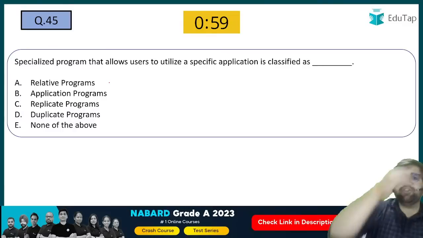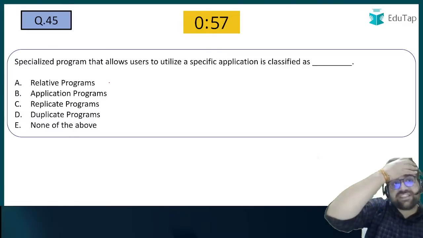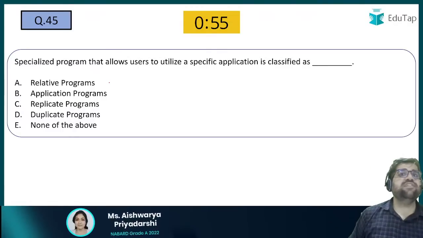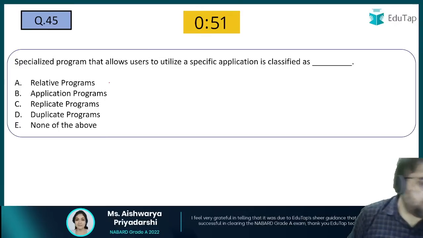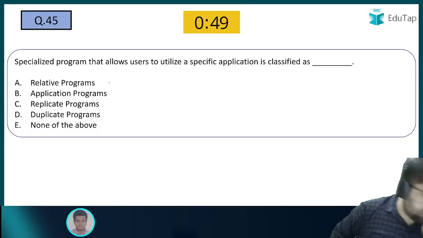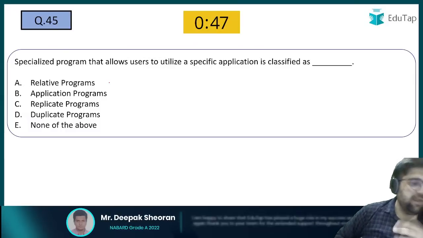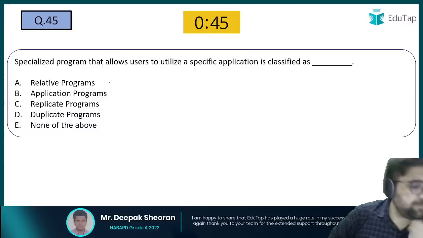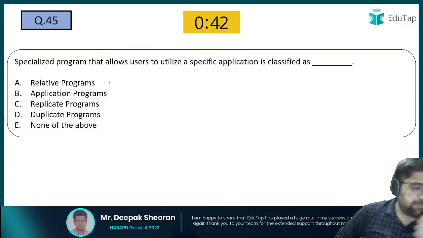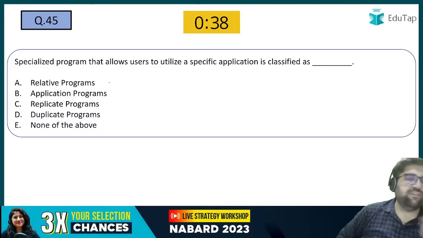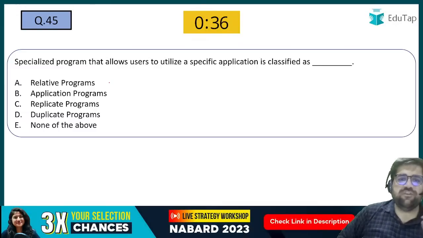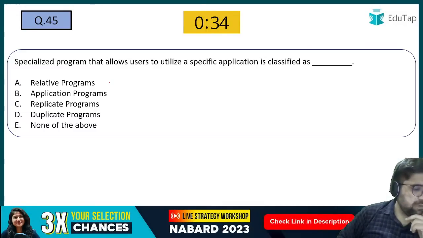Now I'm coming to question number 45. Specialized programs. Now I am talking regarding specialized programs. Till now I can see the crowd is getting reduced. I don't know what the reason is, but again, please be with me for the next hour, and we will solve multiple other questions as well.